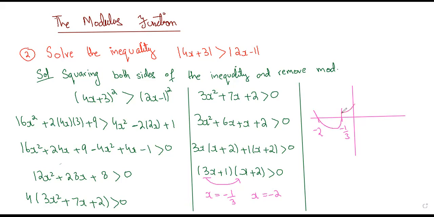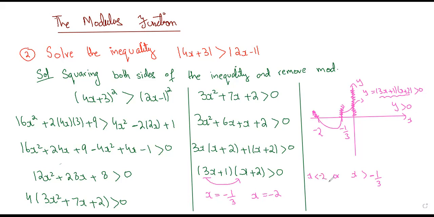Okay, now this is basically the graph of y equals 3x plus 1 into x plus 2, and it is greater than 0. If this part is greater than 0, then it means y would be greater than 0. When y is greater than 0, we would be focusing on the positive y-axis. So I would be focusing on this part and I would be focusing on this part. So it would give me that x is greater than -1/3 or x is less than -2.